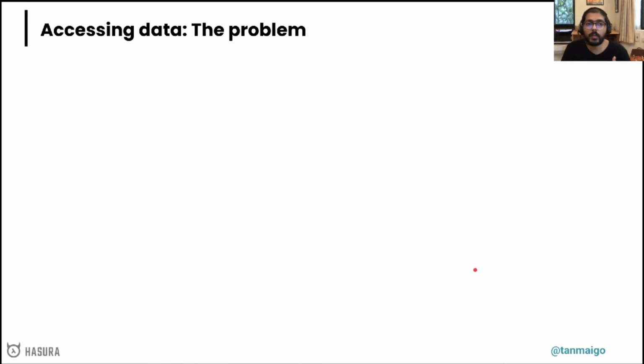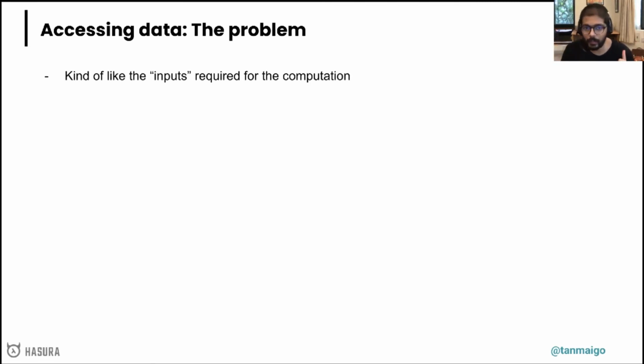All right, so let's talk about the first problem here, which is accessing data. What are the problems when we need to access data? Accessing data is like getting inputs that are required for your computation. That's what you need to do when you're accessing data: you're fetching the input that is required for your computation.